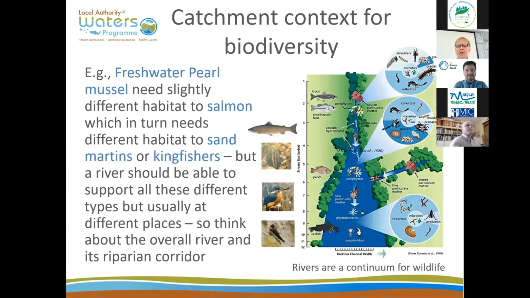And speaking of biodiversity, biodiversity will vary across a river, following a continuum from source to sea. As the river expands and as the habitats and the characteristics change, you will find that different biodiversity elements or species are supported. So if you think about the freshwater pearl mussel, for example, they have slightly different needs than, say, salmon or trout, even though they're all mutually dependent on each other. And then birds, such as sand martins and kingfishers, also require slightly different habitat. But along a river system, of course, they all have a place. So it's important that we think about this in the context of the overall riparian corridor.